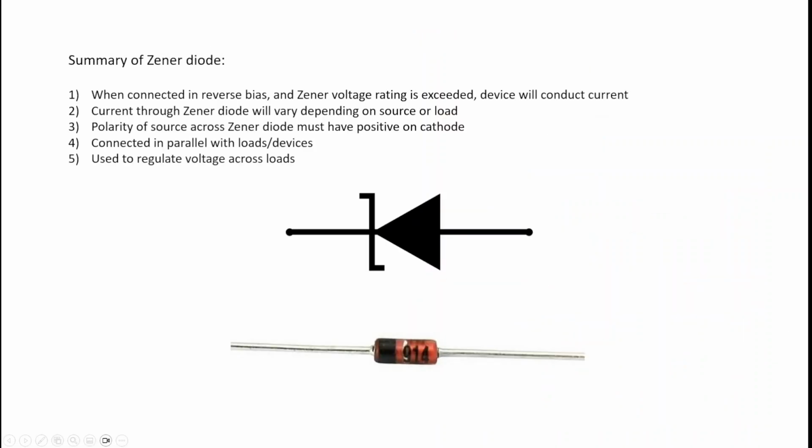So, a summary of Zener diodes. When connected in reverse bias, if the Zener voltage rating is exceeded, the device will conduct current. Current through the Zener diode will vary depending on the source or load. The polarity of the source across the Zener diode must have positive on the cathode, connected in parallel with loads or devices and used to regulate voltage across loads.